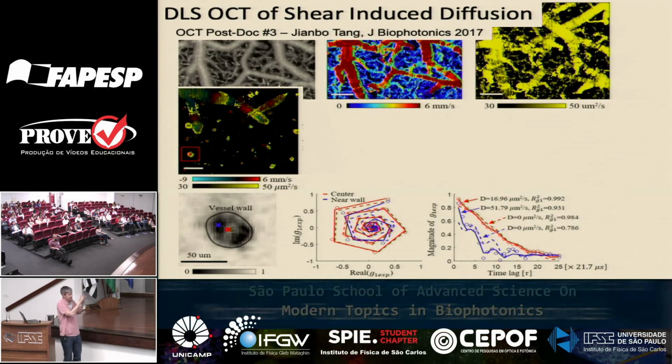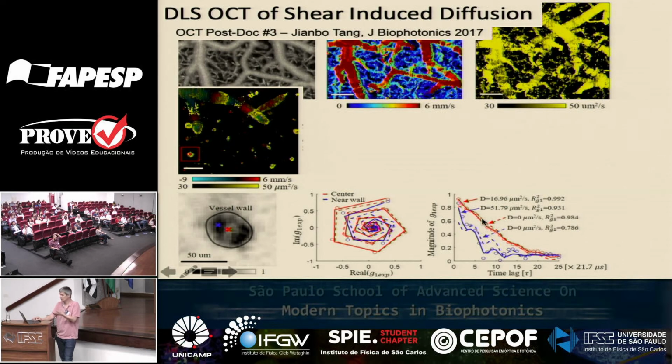But actually, now that we measure with OCT, we see the correlation function decays faster near the edge of the vessel wall, which is weird, because the edge of the vessel wall, that's where the speed of the red blood cells goes to 0. So the speed is slower, so the correlation function should decay more slowly. But it's decaying faster. So the only way it could decay faster is because of the shear-induced diffusion of the red blood cells.